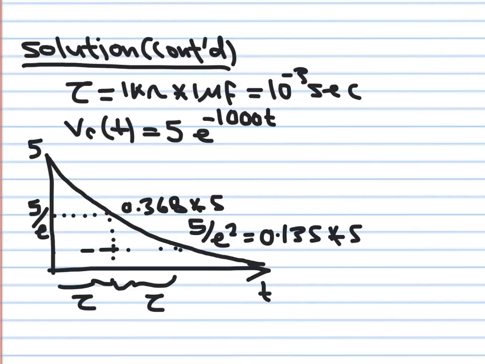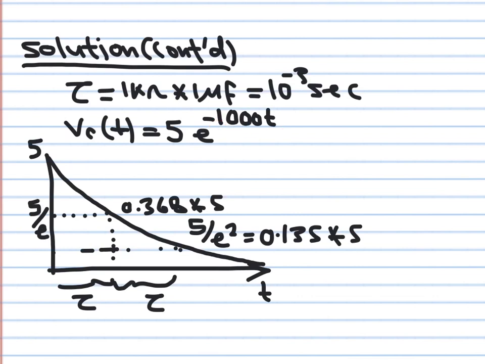So let's calculate tau. The resistance value is 1 kilo ohm. The capacitance is 1 microfarad. You multiply these two together to get 10 to the minus 3 seconds, so 1 millisecond. So the value of the voltage across the capacitor is 5 e to the minus t over tau. t over tau means t over 10 to the minus 3, so it becomes e to the minus 1000 t.